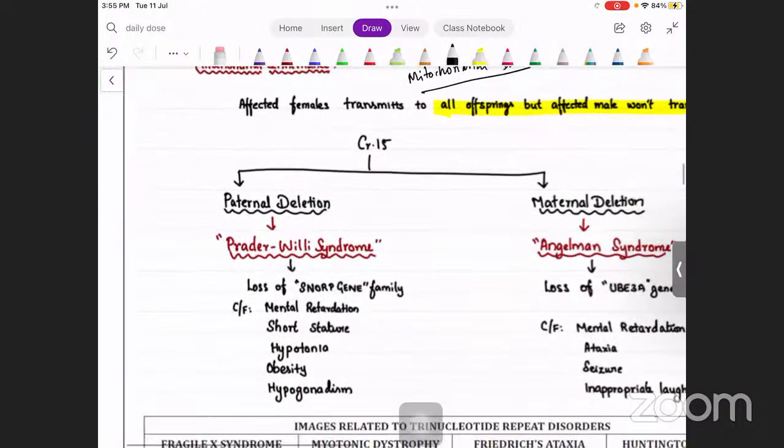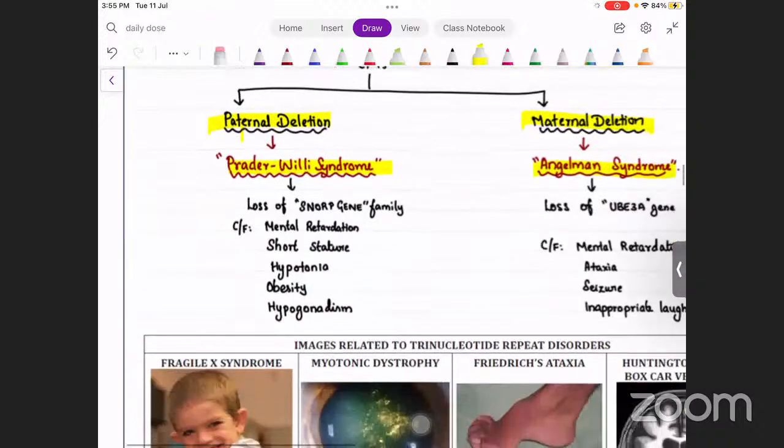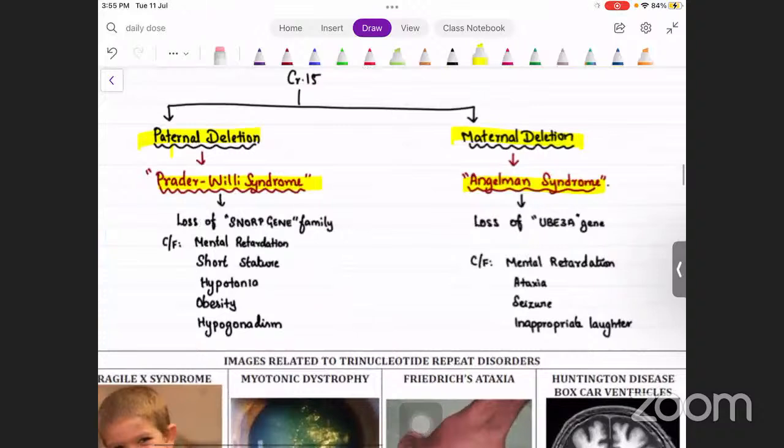So you see chromosome 15 deletion. If it is a paternal deletion, you see Prader-Willi, P for P. Maternal deletion, Angelman syndrome. Prader-Willi is due to the SNRPN gene, while Angelman is due to the UBE3A gene.